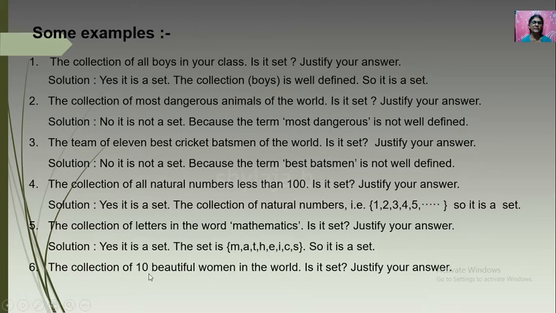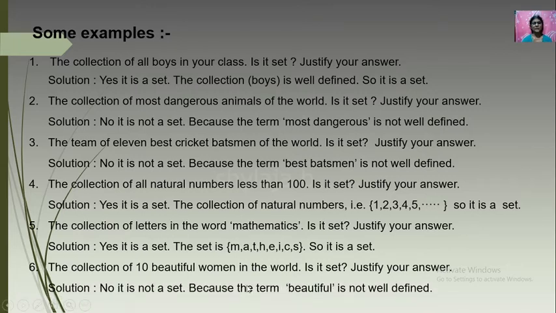Sixth question: the collection of 10 beautiful women in the world, is it a set? Justify your answer. Here we have most, best and beautiful. These words we cannot measure. So it is not a set. Once a woman is beautiful, sometimes in old age she is not beautiful. So this is not a set. No, it is not a set because the term beautiful is not well defined.